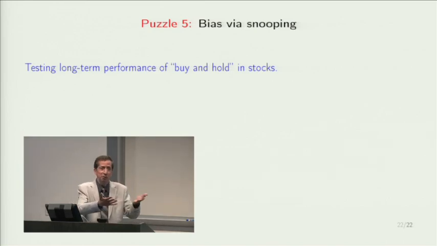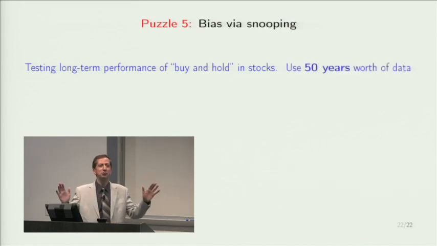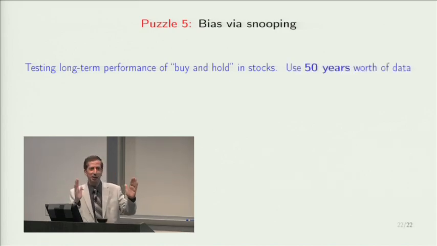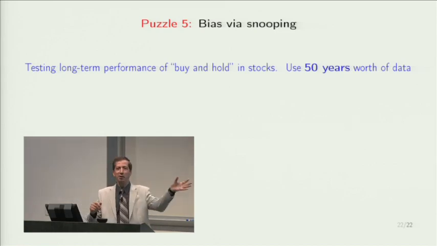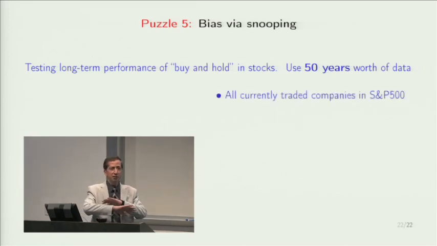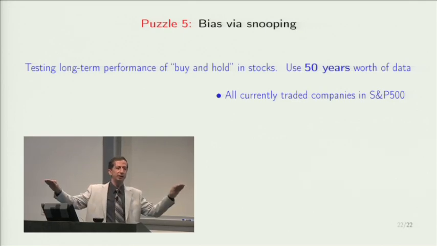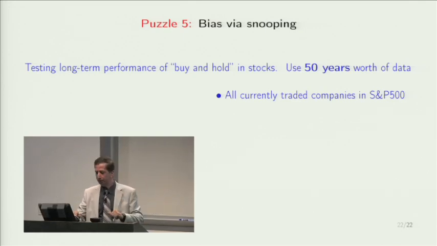So you want to see how much money you make out of this. What you do is you decide to use 50 years worth of data, okay? That's usually a good lifespan in a professional life. So that will cover how much money you'll make at the time you retire from the time you start contributing to it, okay? So here's the way you do the test. You want the test to be as broad as possible, so you go for the S&P 500. You take all currently traded stocks, the 500 of them, okay?